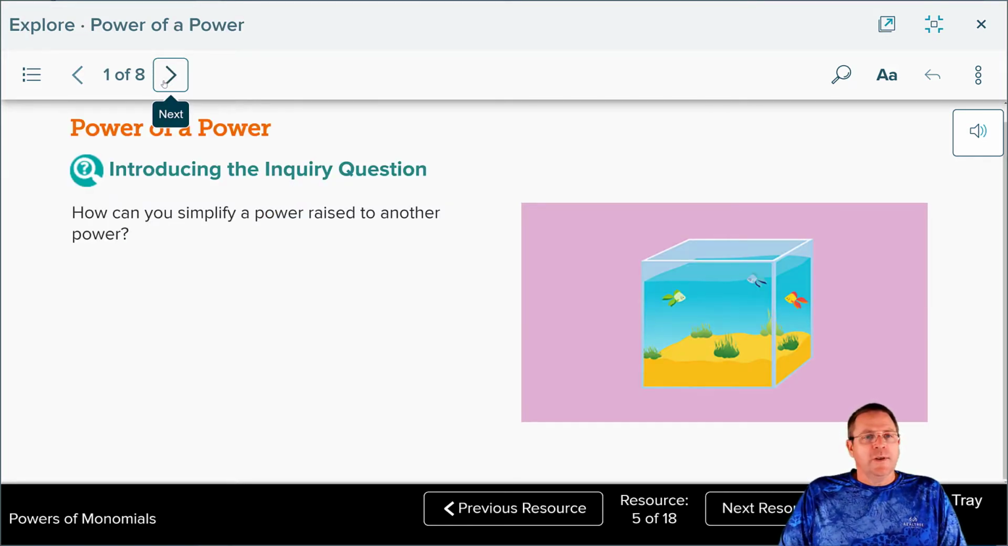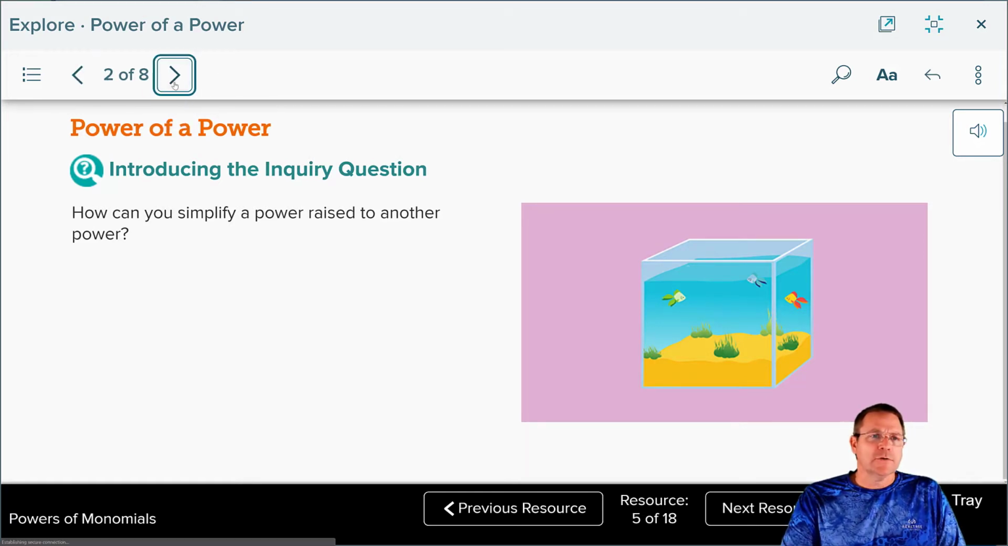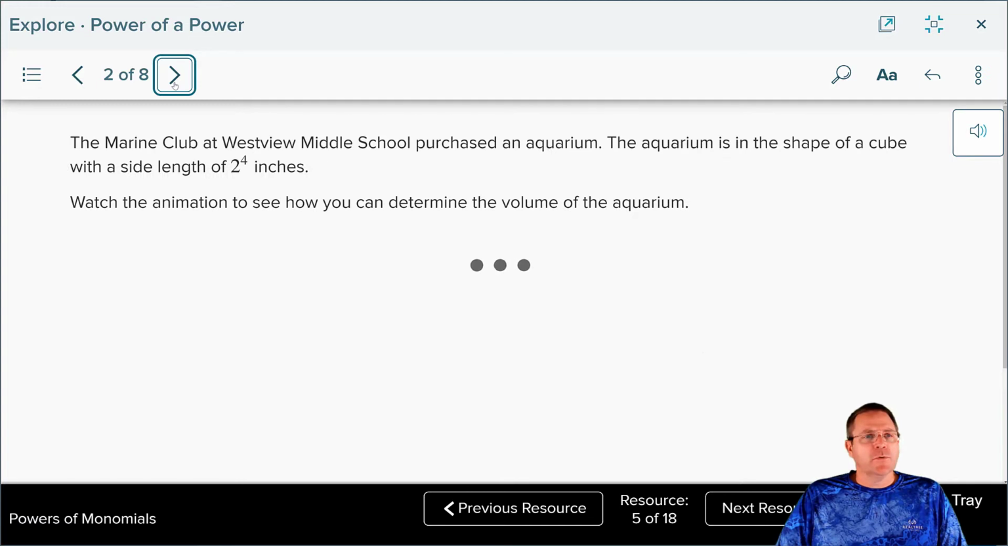So how can you simplify a power raised to another power? That is our inquiry question. That is what we're trying to figure out.